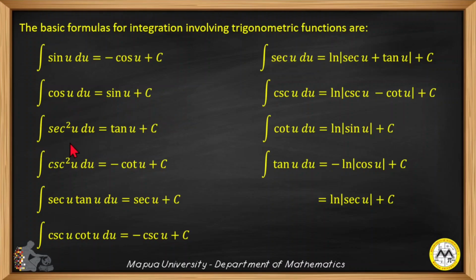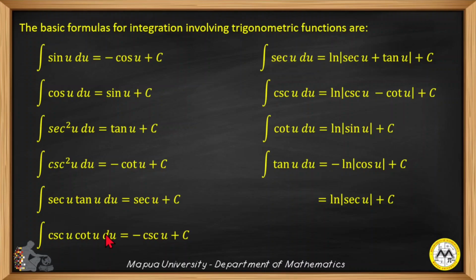For the third formula, we obtain this by getting the differential of tangent u. Recall that the differential is secant squared u du. So the integral of secant squared u du is equal to tangent u plus the constant c. Also, the differential of cotangent u is negative cosecant squared u du, so multiplying by negative, you have positive cosecant squared u du. Therefore, the integral of cosecant squared u du is negative cotangent u plus the constant c.